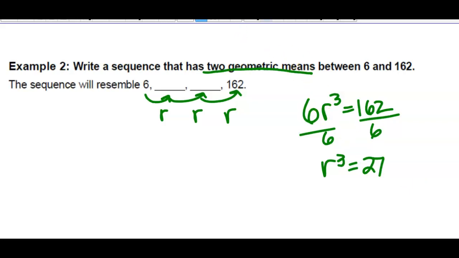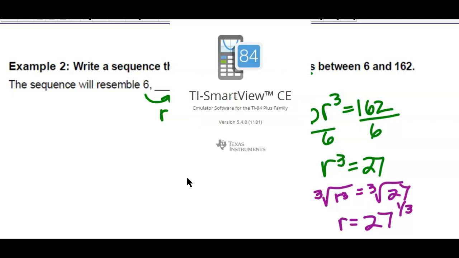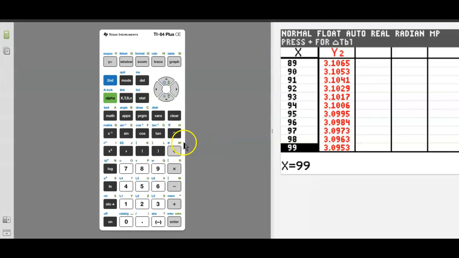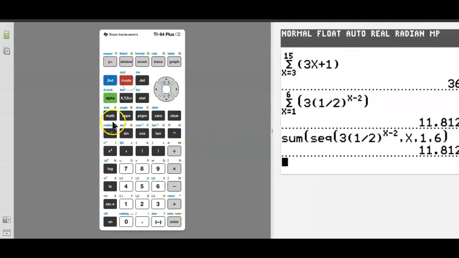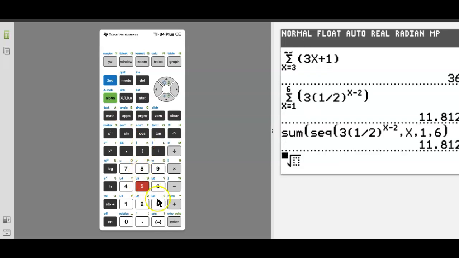Then you have a couple options. You can do the cubed root of both sides, or you can do 27 to the 1/3 power, which is the same as the cubed root. I honestly like that better because I don't like having to find that cubed root button on my calculator, but I will show you where it is quick. Okay, the cubed root button is under the math here. It is number 4, or you could use number 5 and put a 3 here for cubed root, or any other root that you wanted to find.